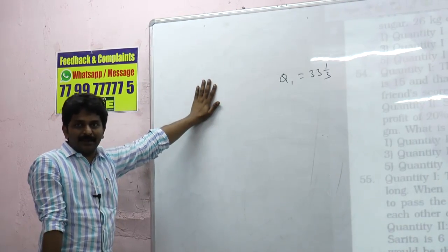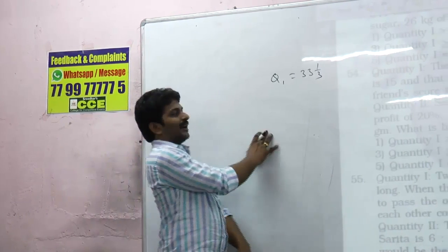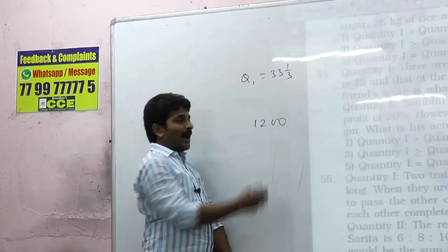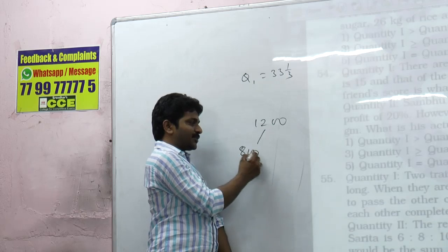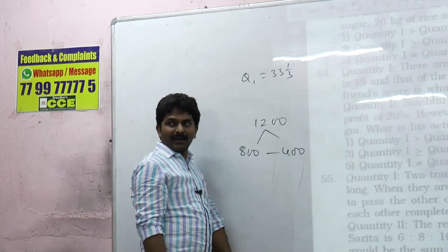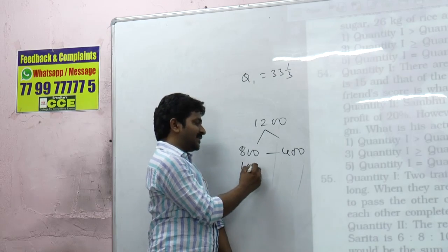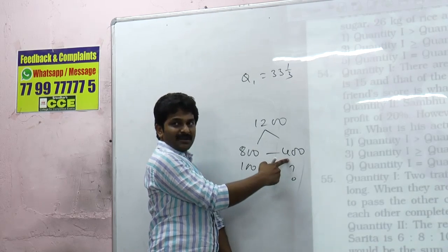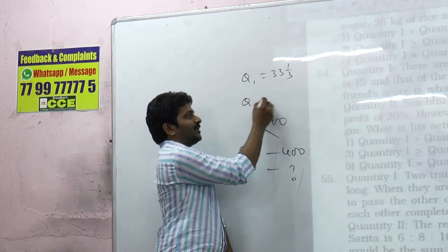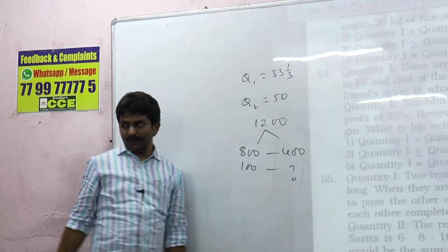He increased his price by 20%. So 1000 grams increases by 20% becomes 1200 grams. Out of 1200 he is giving 800 grams to the customer, thereby gaining 400 grams. You asked about profit percent. Per 100 it is how much? 800 becomes half of it. 100 becomes half of 100, which is 50. So quantity 2 is 50. Quantity 2 is more than quantity 1.